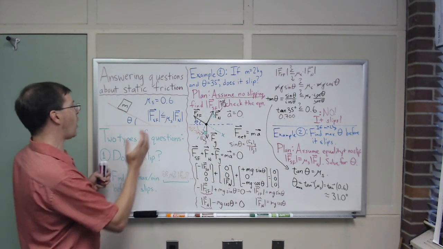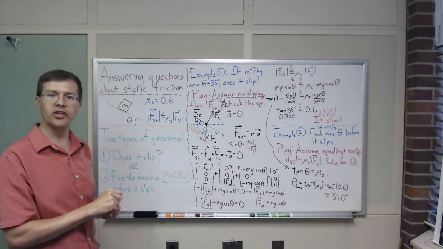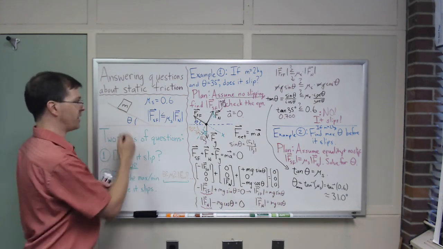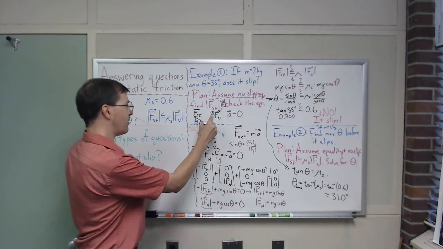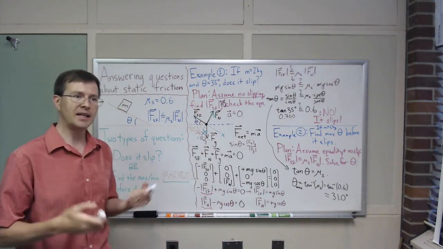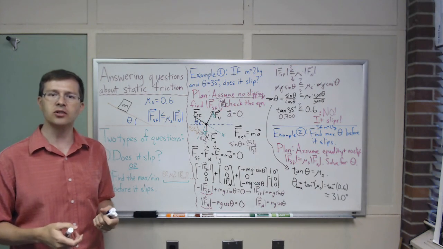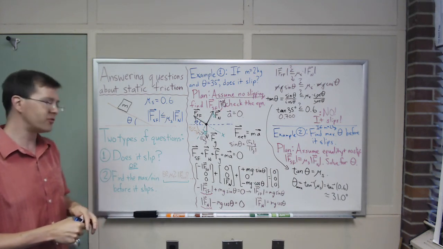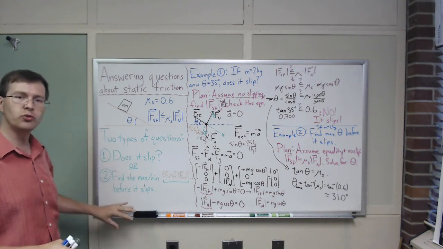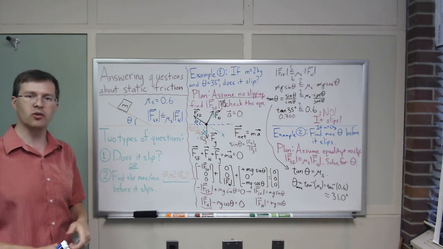If I asked how hard I need to push to hold it up, to keep it from slipping, I would have had just a second up-the-slope arrow. And that would have said how hard I needed to push to keep it from slipping. There are a lot of things like that you could do. But I hope this gives you an idea of the strategies you use for the two different types of static friction questions you can come up with.